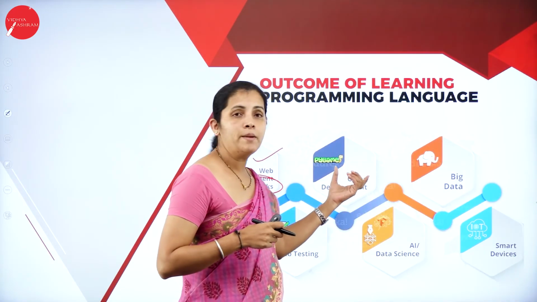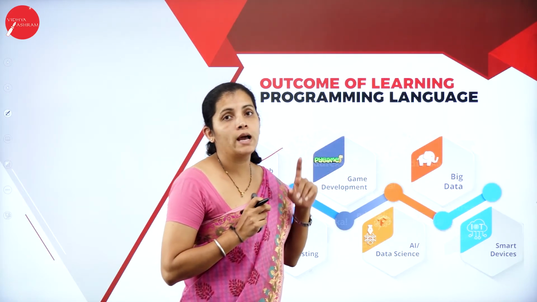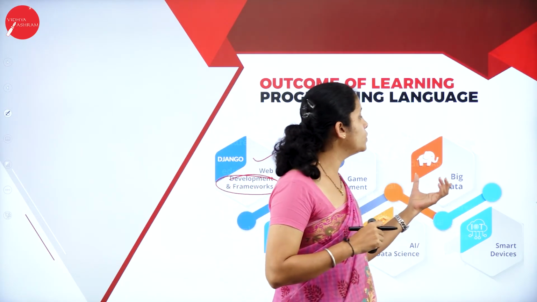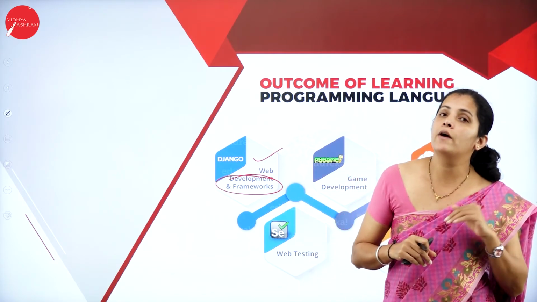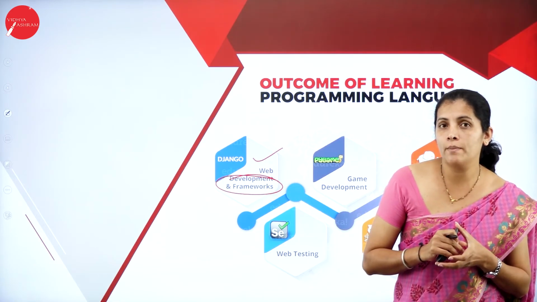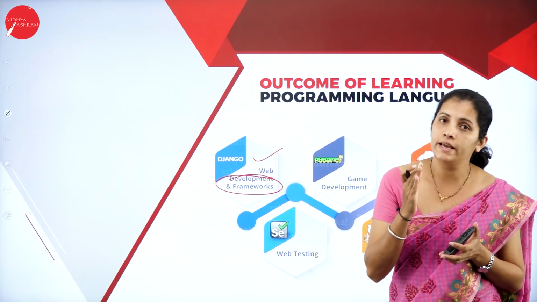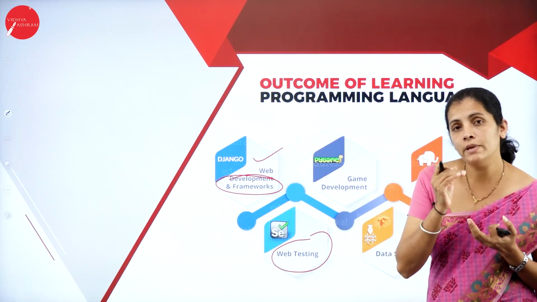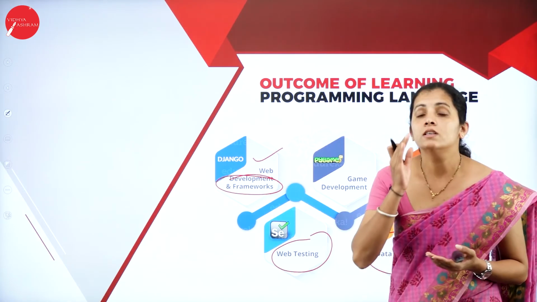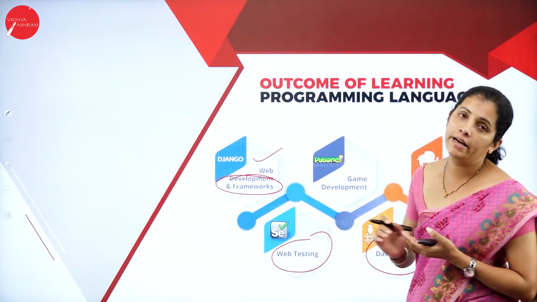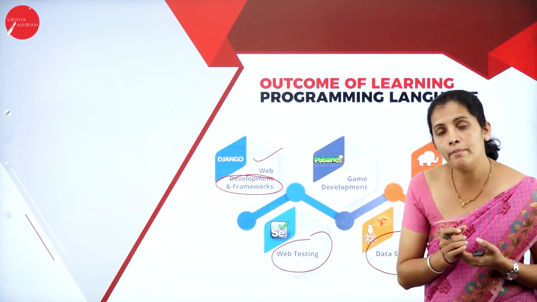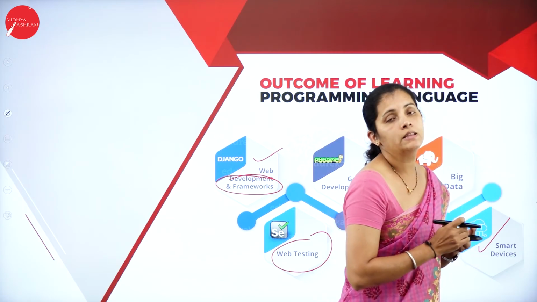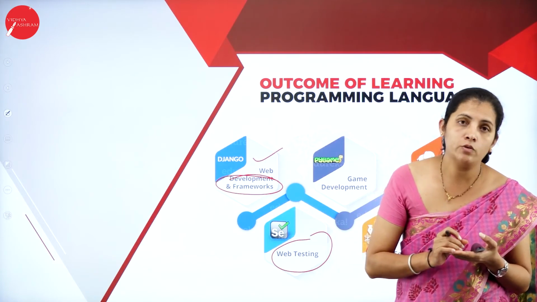Then to become a game developer, I must know any one of the basic programming languages like C, C++, Python, Java, C hash, etc. And suppose if I want to get into the field called big data, then I must have the idea and knowledge of any one of the programming languages like Python, Java, C++, etc. And if I want to become a web tester, then I must have the knowledge about dynamic HTML, Perl or PHP, etc. Suppose if I want to become an artificial intelligence or data scientist, then I must have the basic idea about any one of the programming languages. And if I want to become a smart device developer, then also I require the knowledge about the programming language.